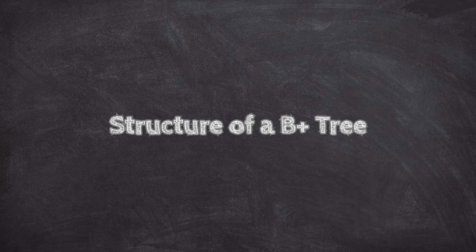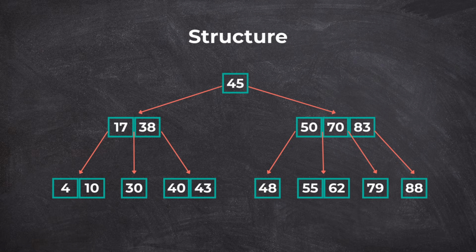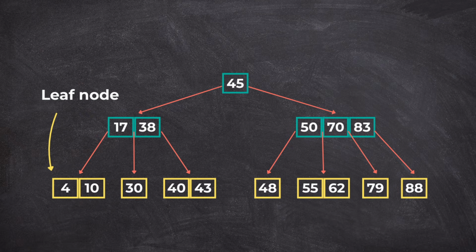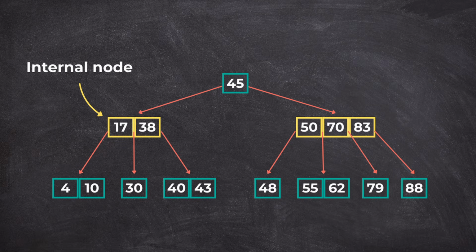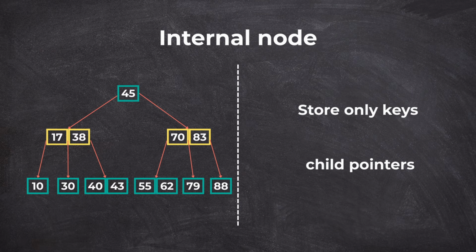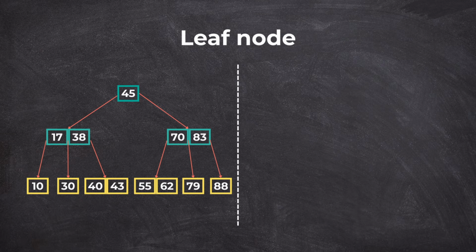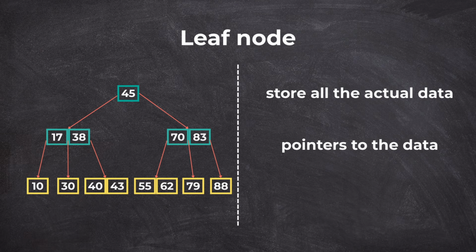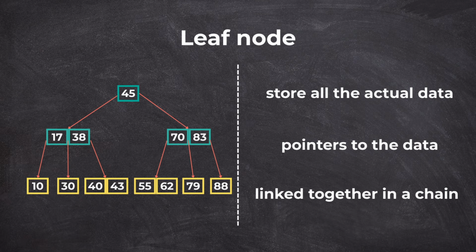Let's start with the structure of a B+ tree. A B+ tree is made up of two types of nodes, internal nodes and leaf nodes. First, let's talk about internal nodes. These store only keys and child pointers. Think of them as signposts. They guide us where to search, but they don't actually store the data itself. Leaf nodes, on the other hand, store all the actual data or pointers to the data. And here's something important. They're linked together in a chain, which gives us fast sequential access.